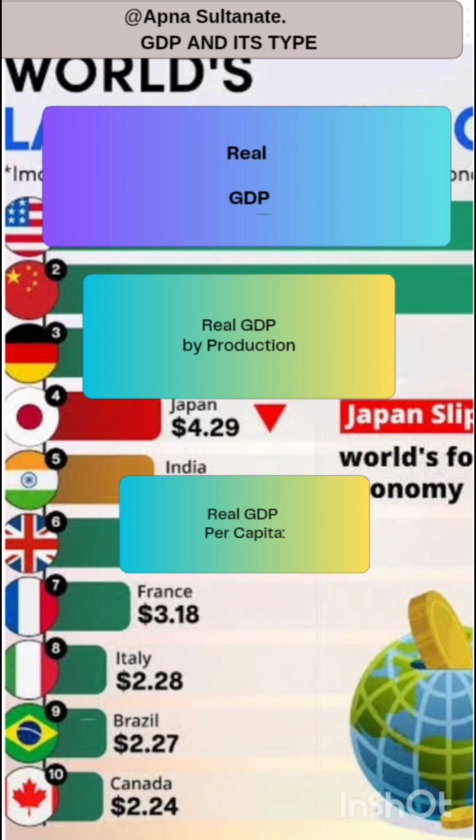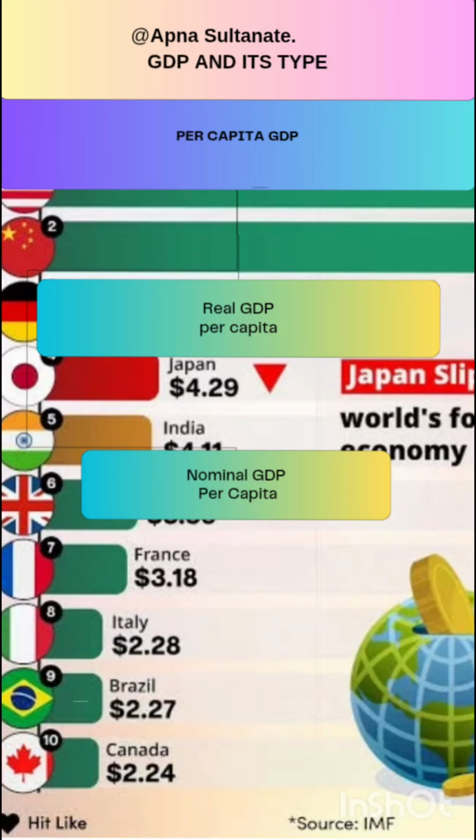2. Real GDP per capita. This divides real GDP by the population. It shows the average income per person and helps measure the standard of living. Even if total GDP grows, per capita GDP helps us see if the people are actually better off. Real GDP tells us the real growth of an economy, and when we divide it by population, we get real GDP per capita, which shows how much wealth each person is getting on average.